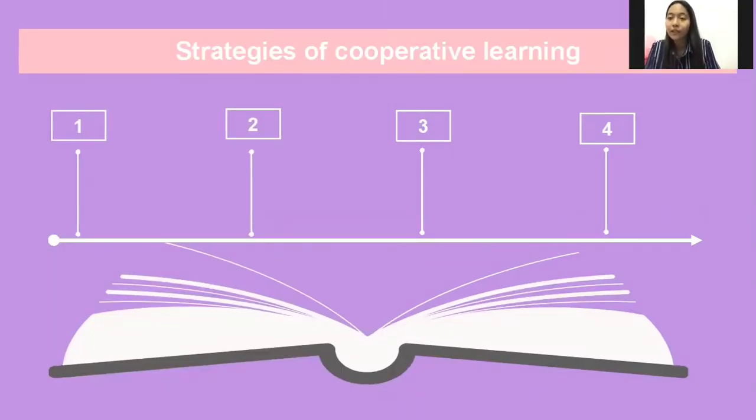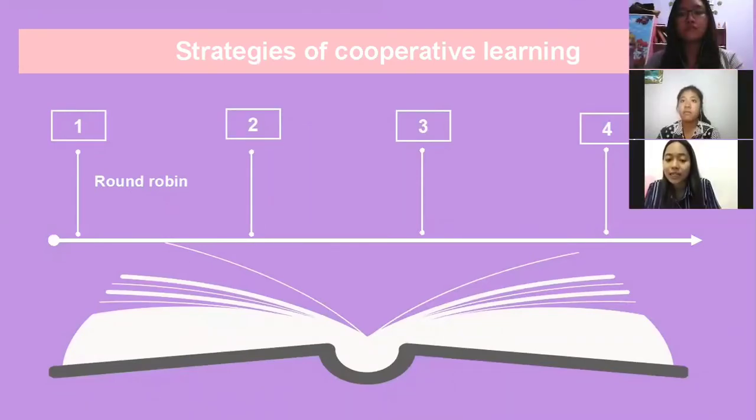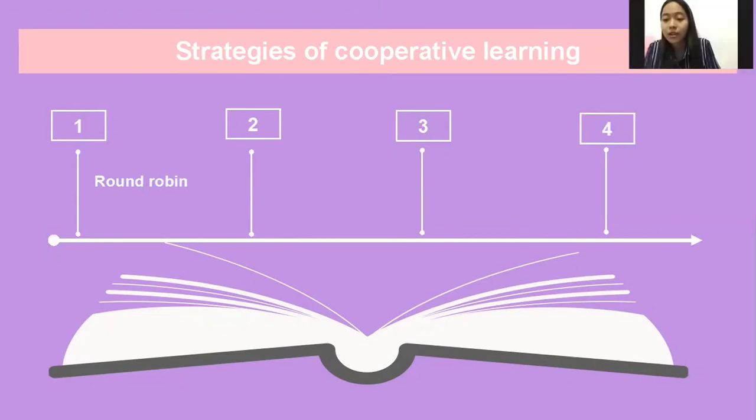strategies of cooperative learning. There are four strategies of cooperative learning. The first strategy is round robin. There are some steps performed in round robin. For the first one, the teacher gives a question to students, then gives students time to think about answering. The second one is the teacher selects students to answer the question the teacher gave first. The third is students take turns to answer until all students have answered the question given by the teacher.